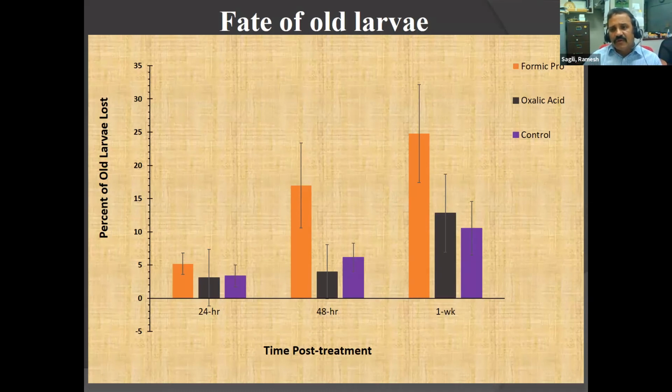So maybe use formic acid earlier in the season, before the winter bees are being reared, so that you are not impacting the later stage colony growth. You have to use formic acid at the right time to get good control and still not impact your colony size. You can see the same thing with the older larva. Formic acid had significant damage, whereas there is no difference between oxalic and controls.